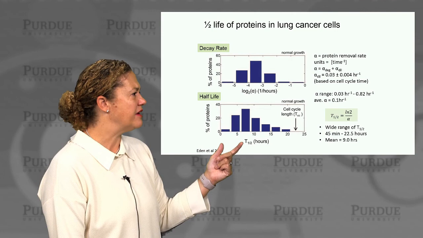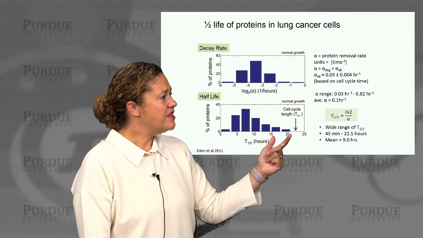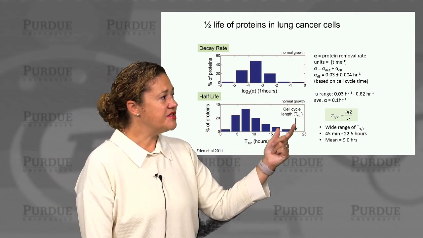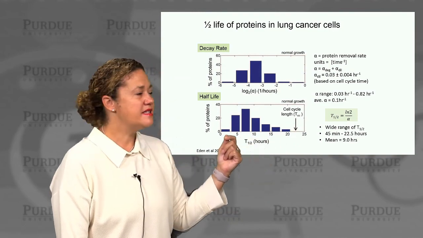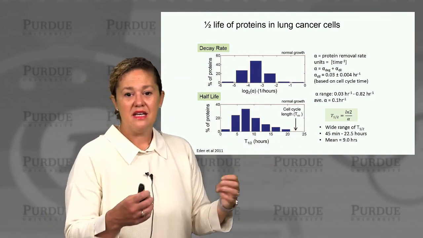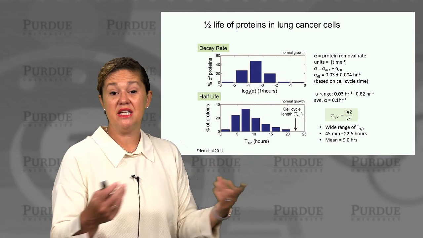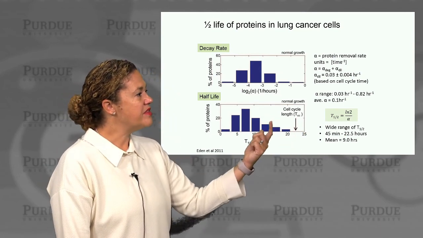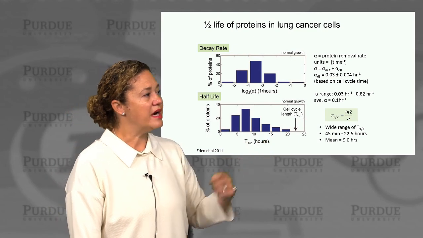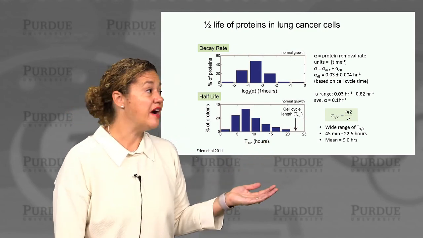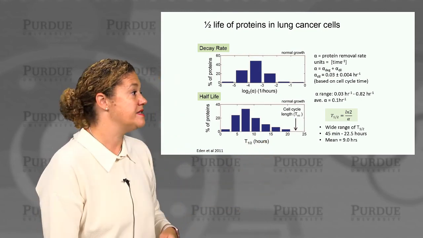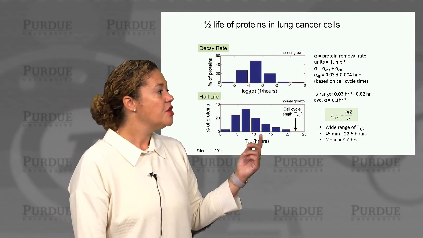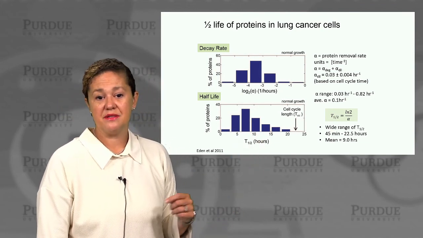If we look at this now in hours, something I think we can wrap our brain around a little bit easier, we can see the extreme there is the cell cycle of the cell, because when the cell divides, it's going to cut the population in half. So that sets sort of our maximum extreme. And within here, what they saw was a wide range of half-lives between 45 minutes and the doubling time of the cells, which was 22.5 hours, with a mean of about 9 hours. Okay?